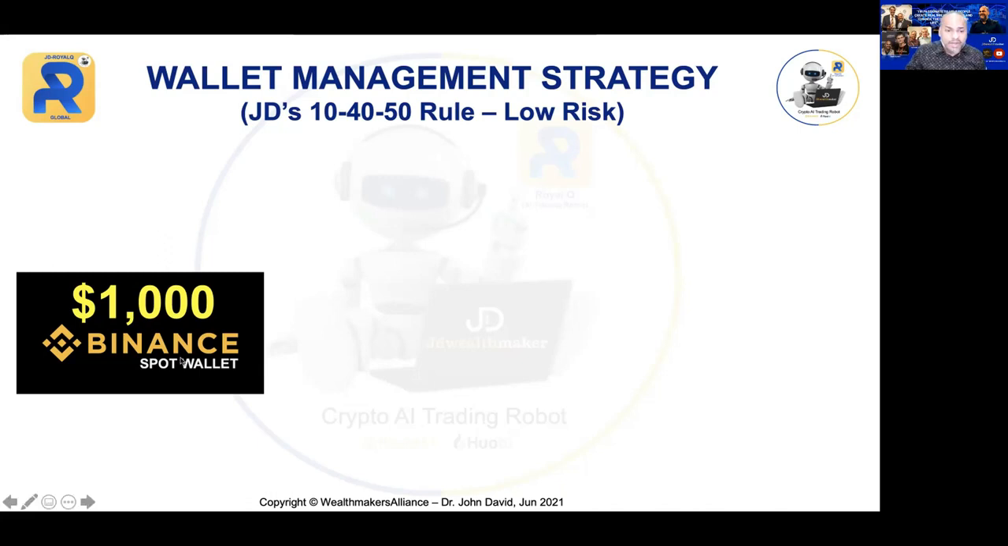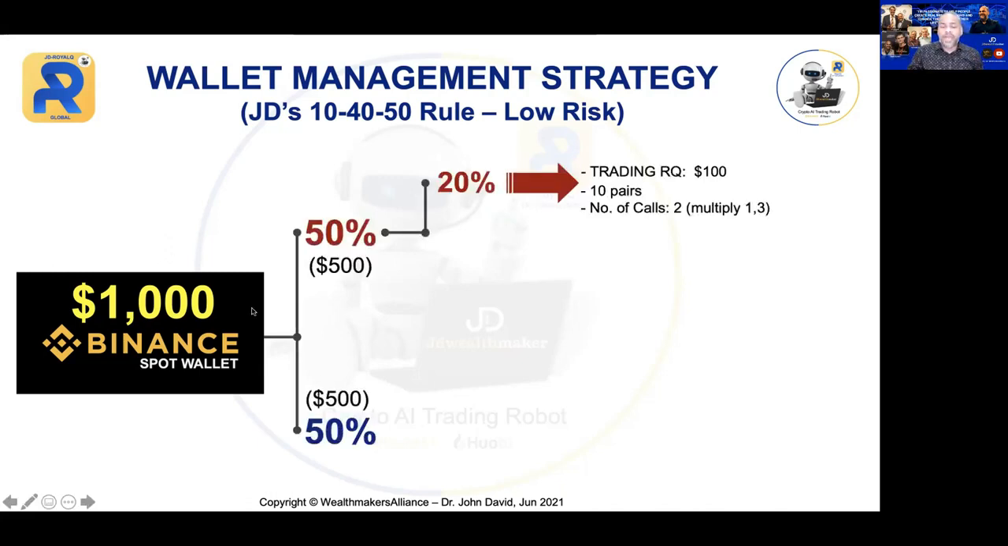From that $1,000, I'm going to allocate 50-50. Now, the first 50%, which is $500, from that $500, 20% will be allocated for the trading. So now 20% of $500 will be $100.